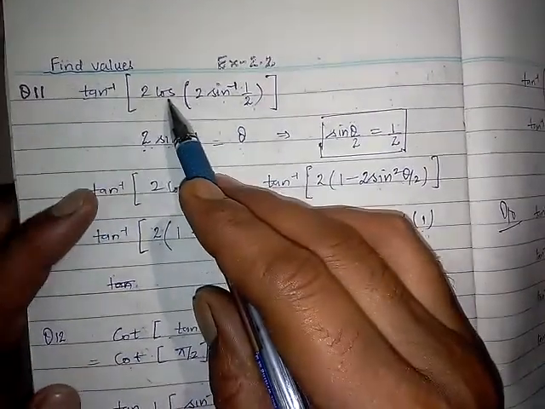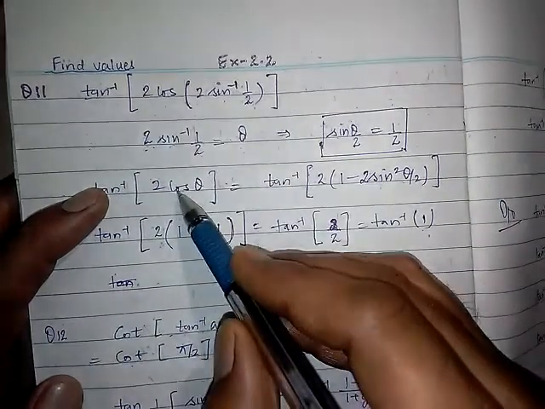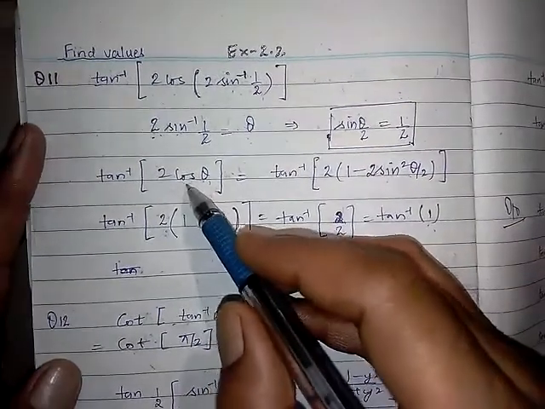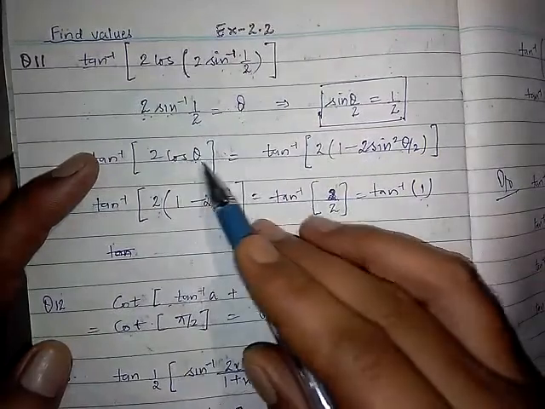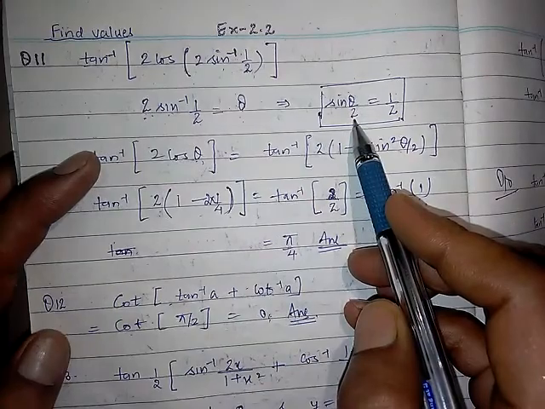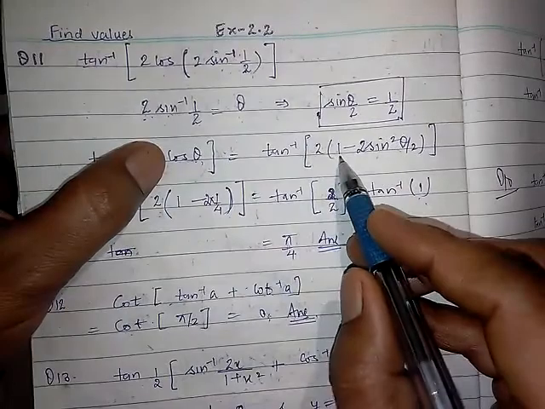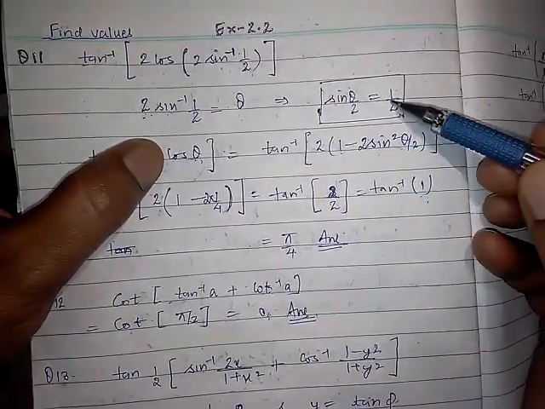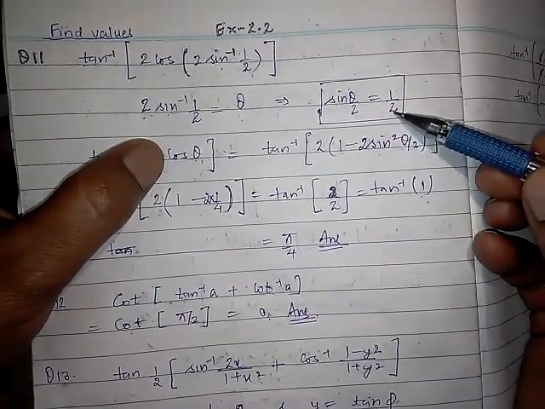So the given inverse trigonometric function becomes tan inverse of 2 cos theta, because we have put this term as theta. Now think about the formula in which cos is related with sine, with angle theta and theta by 2. It means you need to apply the multiple angle formula, right? So cos theta is equal to 1 minus 2 sine square theta by 2. Clear? We have sine theta by 2, and its value can be used here. The square is there, so what is the square of 1 by 2? That is 1 by 4.